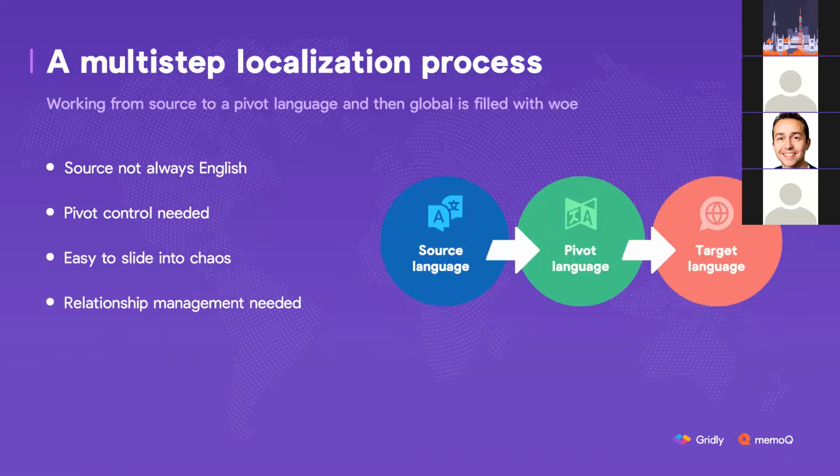Also, you may well start in a particular language and then move from that language into English. So English isn't always the source. You need to be able to control that pivoting into English, or that other pivot language, and then out into global. This is extremely important, and this is one of the key things to demonstrate. We will demonstrate it when we get to the memoQ part. So it's this chaotic thing that we want to get rid of, and you need to ensure that there's a relationship between the important parts of that process.